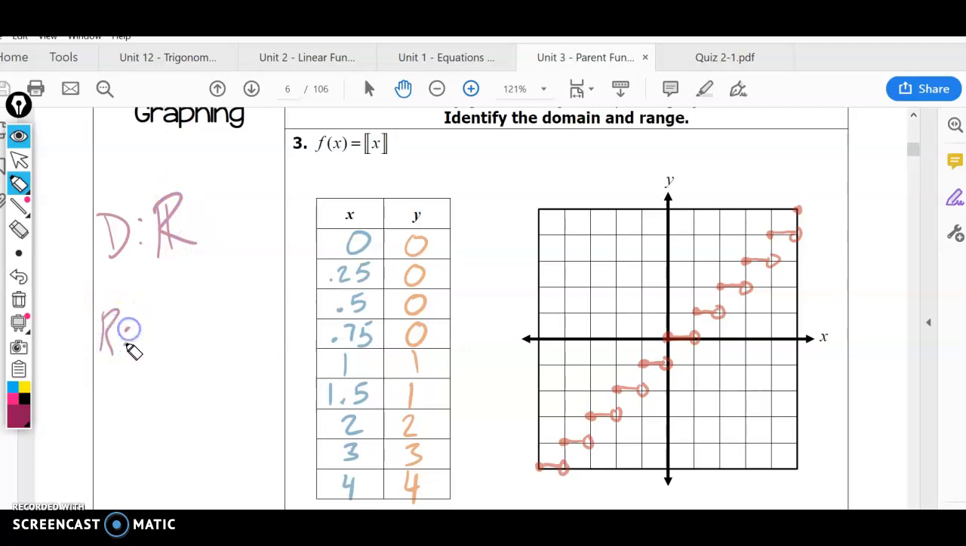The range, though, we go bottom to top. The graph only appears at integers. So what we say for integers is the letter Z. It's only at positive or negative whole numbers.